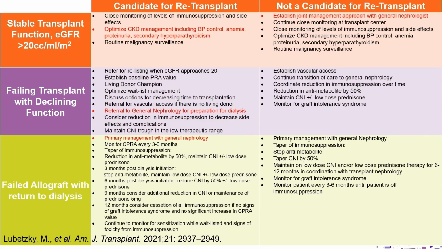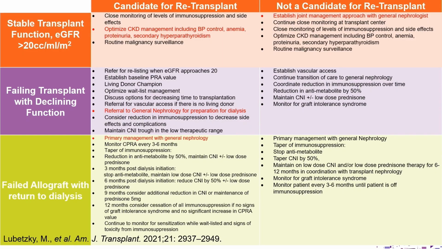They should be referred, even if they are a candidate for repeat transplant, to general nephrology to prepare for dialysis and potentially create access if we think they'll be on dialysis and they don't have access. And in these patients, when the GFR dips below 20, sometimes we do tend to see more leukopenia from the antimetabolites. It may be more appropriate to maintain a lower tacrolimus trough if they have no prior history of rejection and are not sensitized. So we may want to start to think about lowering overall immunosuppression.